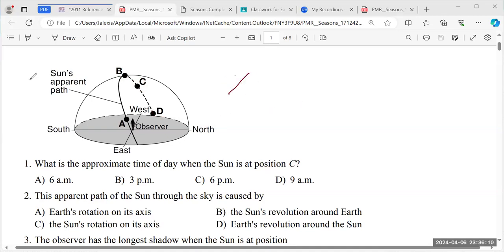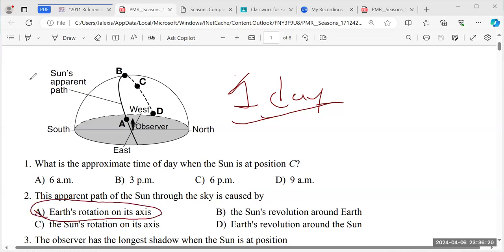So that lets me know, what else occurs in one full day? The Earth's rotation. So the reason for the apparent path, meaning this is how the sun looks like it's moving through the sky, not in reality, is the Earth's rotation on its axis, not the sun's revolution, not the Earth's revolution, and not the sun's rotation. It's all about the Earth's rotation on its axis.